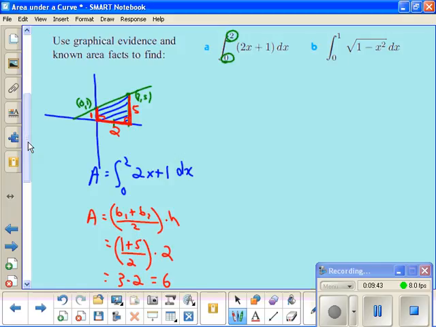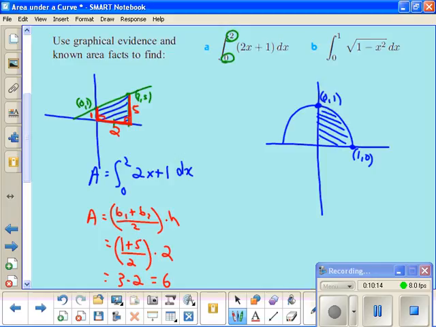So if we take the next problem, let's do this one. This one seems a lot more complicated, but once you put it in a graphing calculator, your graphing calculator is going to tell you this is what that looks like. And it looks like that because it's part of a circle. This point is 0, 1, and this point is 1, 0. And we want to find the integral from 0 to 1, so we want to find that area from 0 to 1. Isn't that just 1/4 of a circle?